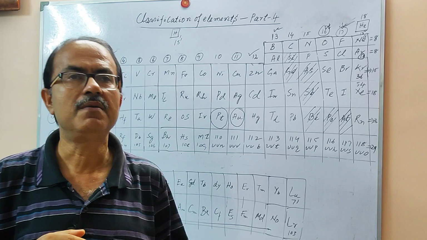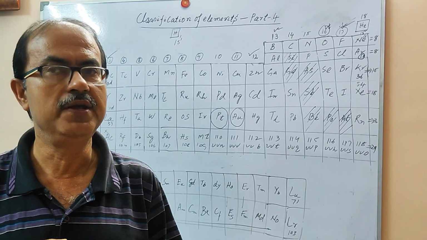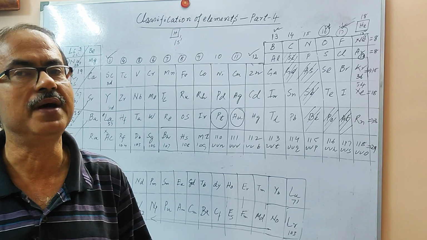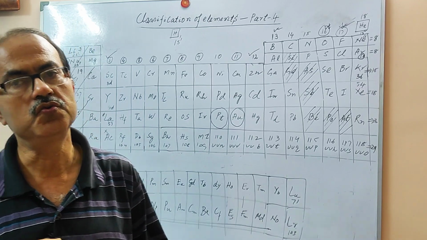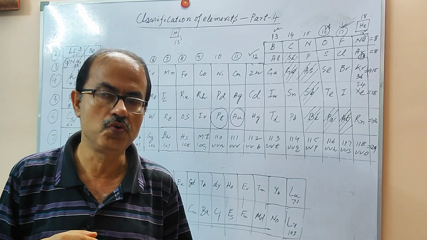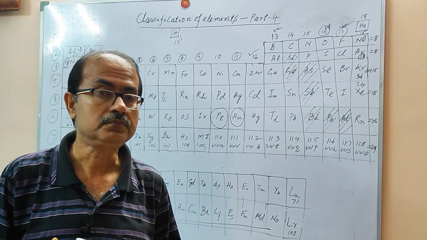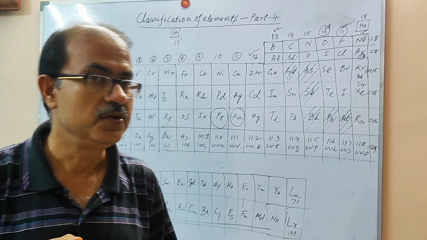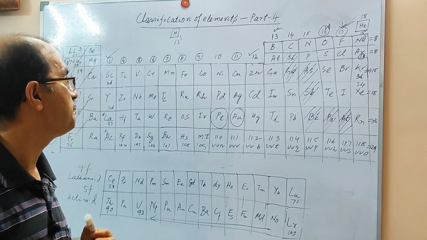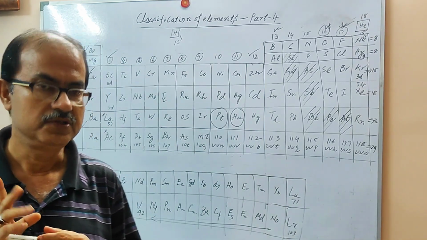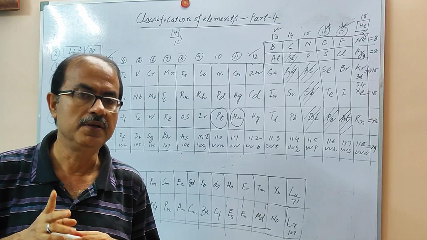The principal quantum number starts from n equal to 1. When n equal to 1, it will be period 1. n equal to 2 is period 2, and we are talking about the outermost shell quantum number. So you can see that in the periodic table there are basically 7 periods.